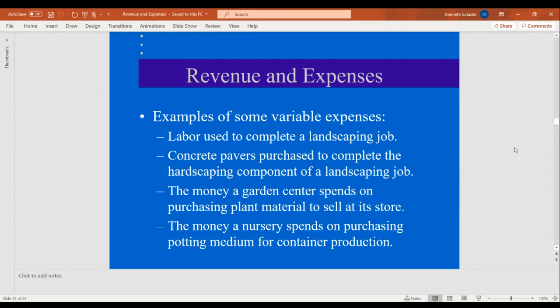And then finally, the money a nursery spends on purchasing potting medium for container production is a great example of a variable expense, because each container that is lined out is going to require potting medium. And as the number of containers increases, the amount of potting medium also increases.